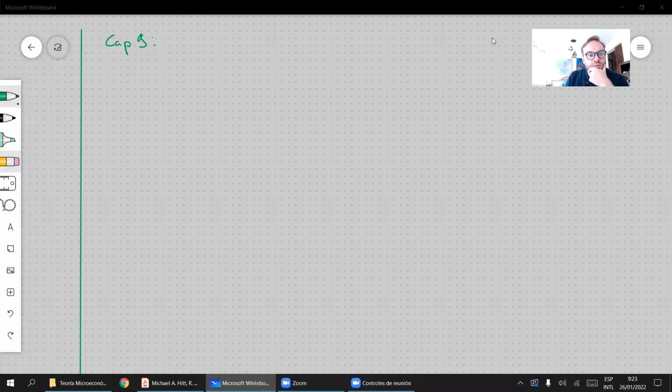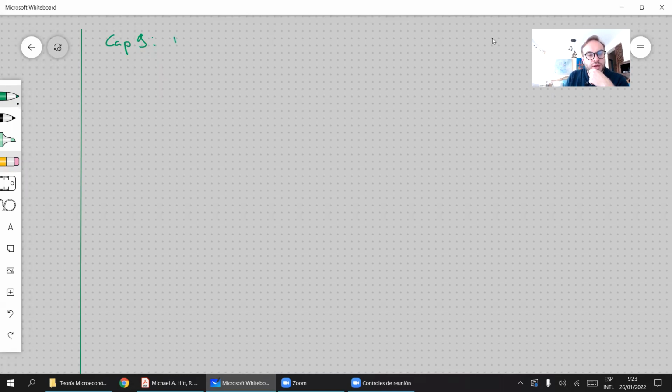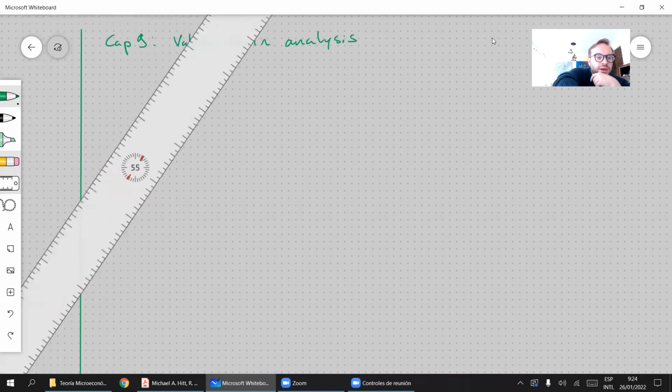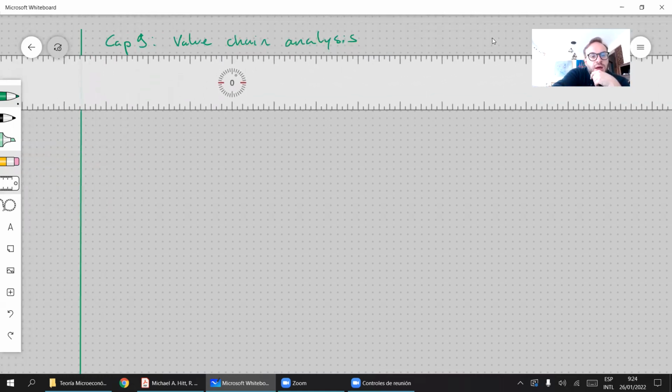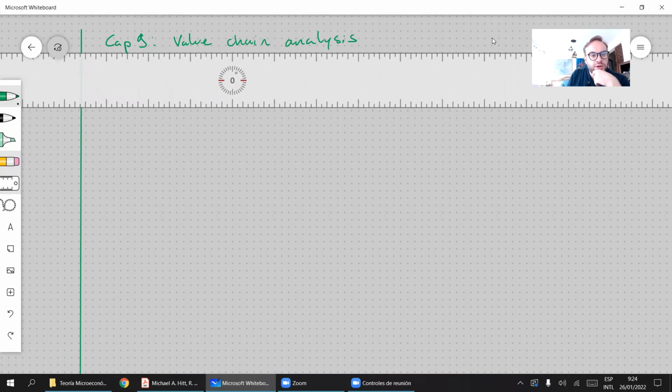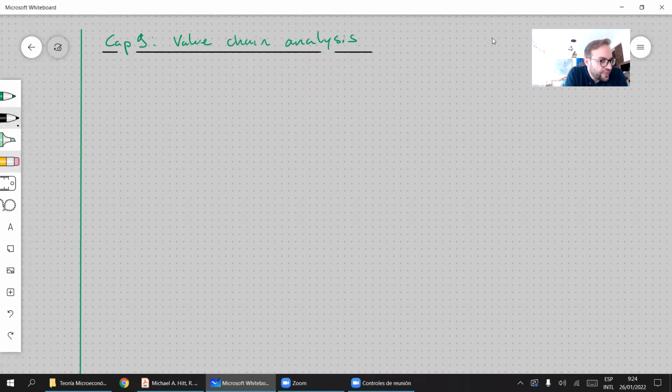So the next chapter is called value chain analysis. Again, I guess this is something that should be quite familiar in administrative sciences. However, there's a little bit of modeling that I think is worth looking at, mostly the model of double marginalization.